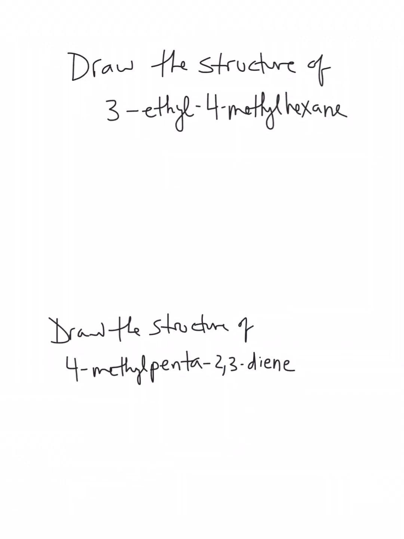Here's one more we can do too. We can draw this one. So let's draw the structure of 3-ethyl 4-methyl hexane. All right, start with the hexane. 6 carbons. No double bonds, all single bonds, because it's an ane, it's an alkane.